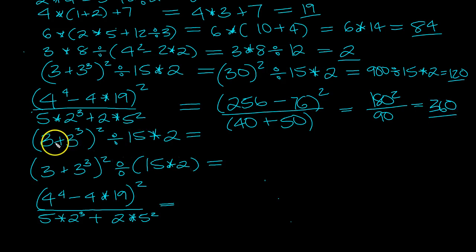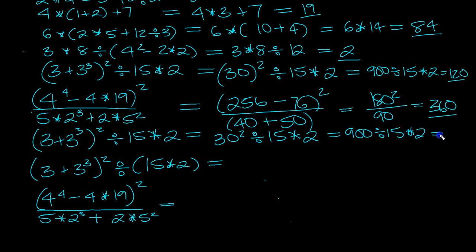Okay, next one. Bracket, 3 cubed is 27, plus 3 is 30. So it's 30 squared, divided by 15 times 2. 900 divided by 15 times 2. Equal priority, so 900 divided by 15 is 60, times 2 is 120. Okay, that's that one there, which is that one there.